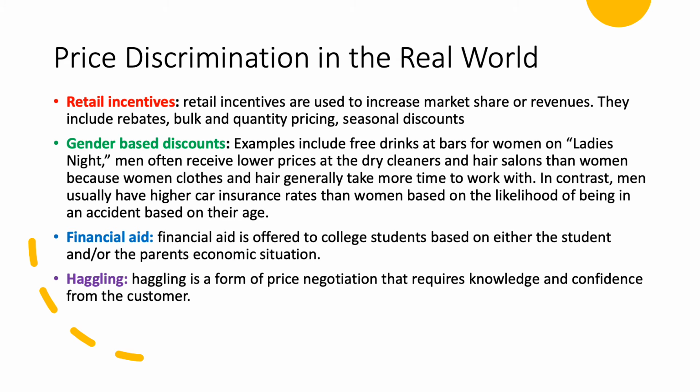Retail incentives. Retail incentives are used to increase market share revenue. They include rebates, bulk and quantity pricing, and seasonal discounts. Gender-based discounts. Examples include free drinks at bars for ladies' night. Men often receive lower prices at dry cleaners and hair salons than women because women's goods, clothes, and hair generally take more time. In contrast, men usually have higher car insurance rates than women based on the likelihood of being in an accident based on their age.